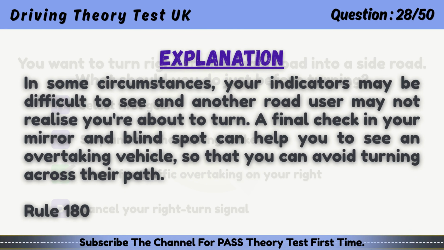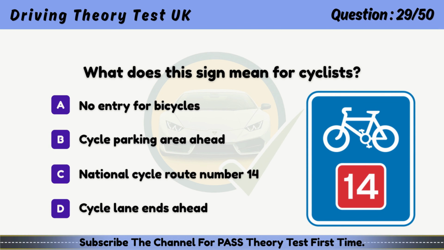In some circumstances, your indicators may be difficult to see and another road user may not realize you're about to turn. A final check in your mirror and blind spot can help you to see an overtaking vehicle, so that you can avoid turning across their path. Question 29. What does this sign mean for cyclists? Option A. No entry for bicycles. B. Cycle parking area ahead. C. National Cycle Route number 14. D. Cycle lane ends ahead.